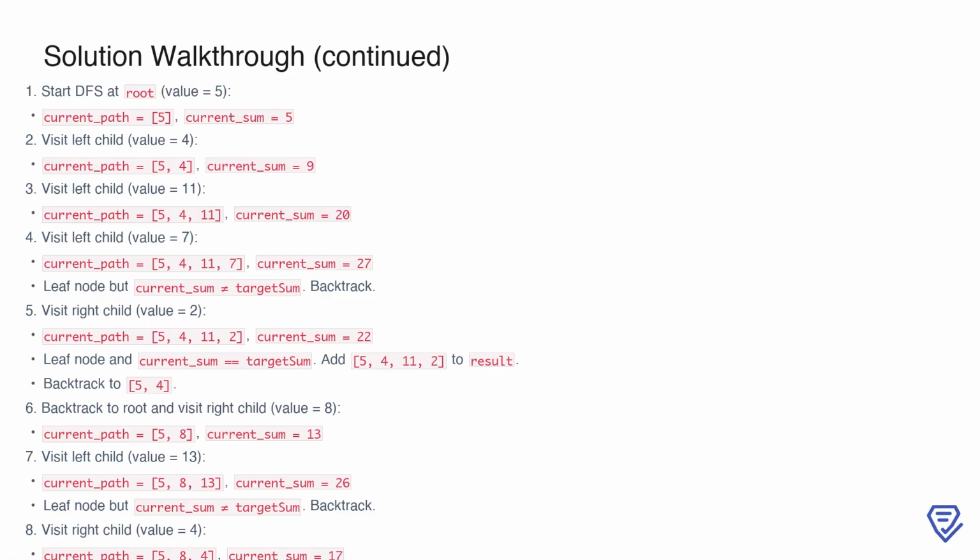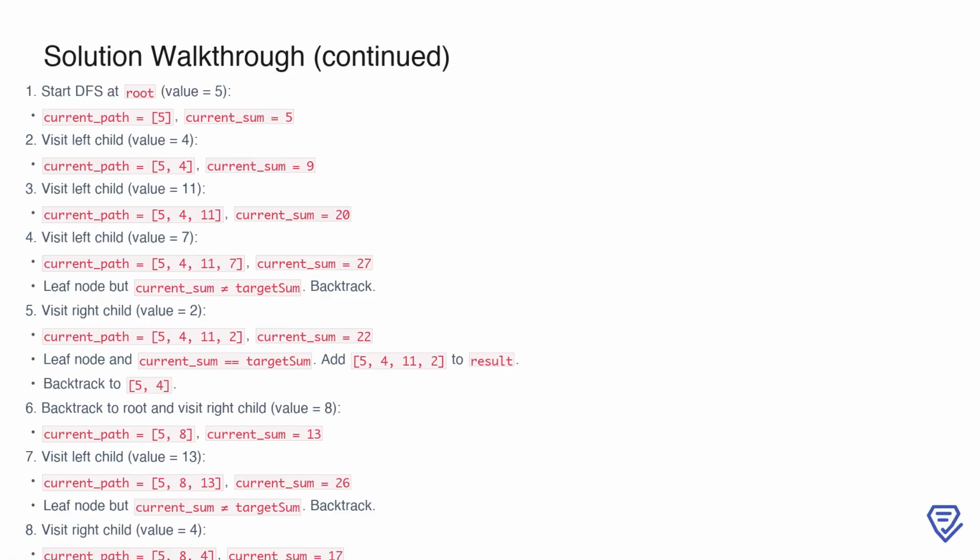At this point, we explore the left child with a value of 7, resulting in a path of 5, 4, 11, 7, and a sum of 27. Since this is a leaf node and the sum doesn't match the target, we backtrack and explore the right child of 11, which has a value of 2. This gives us the path 5, 4, 11, 2, and a cumulative sum of 22. As this is a leaf node and the sum matches the target, we add the path to our result list.